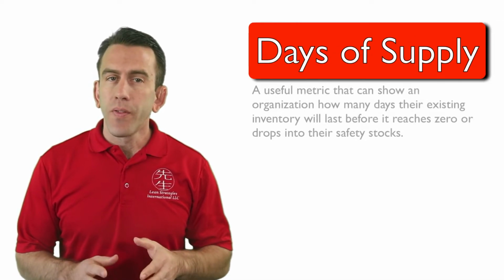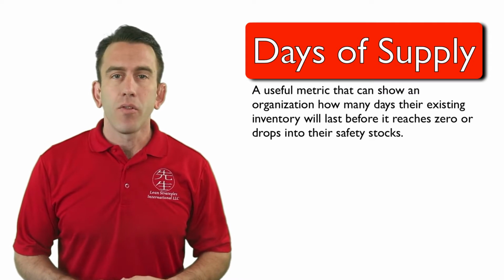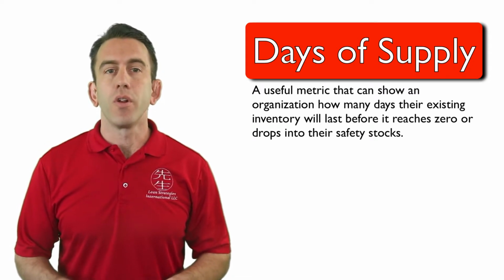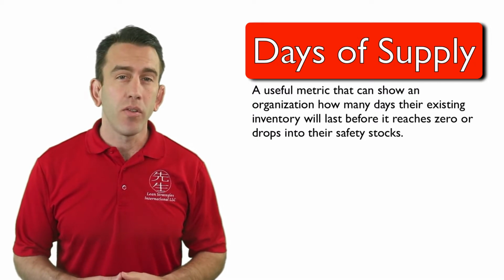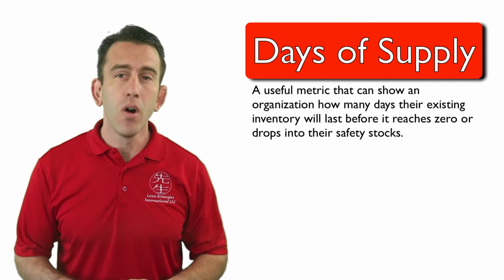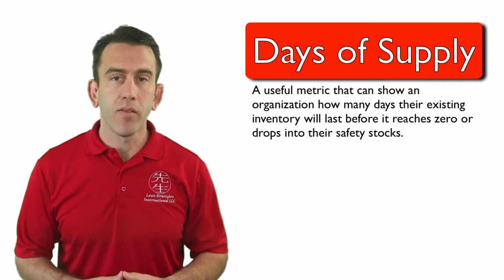Managing inventory would be impossible without a means to track how much inventory is on hand and if it is an appropriate amount of inventory. With this being said, the days of supply metric is a useful metric that can show an organization how many days their existing inventory will last before it reaches zero or drops into their safety stocks.